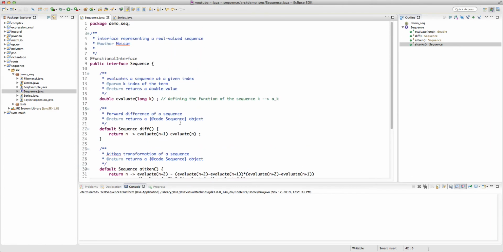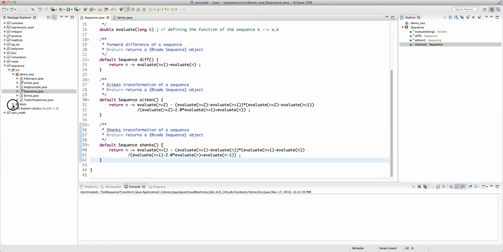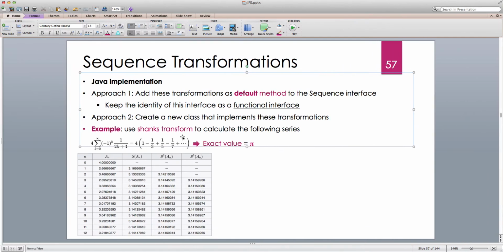But these are transformations. How do we use this actually? So let's go back to the PowerPoint here. I have an example here, and it's just from Wikipedia. So I'm going to use a Shanks transform to calculate this series from 0 to infinity, 4 times minus 1 to the k, times 1 over 2k plus 1. And this series turns out to have an exact solution, which is pi. So this is basically one approximation of pi. And this table again is in Wikipedia, you can look it up.